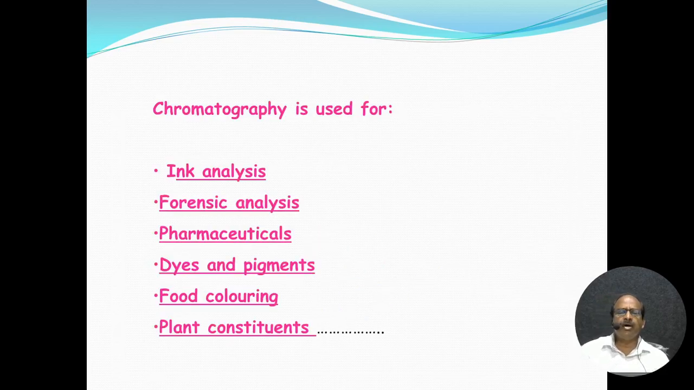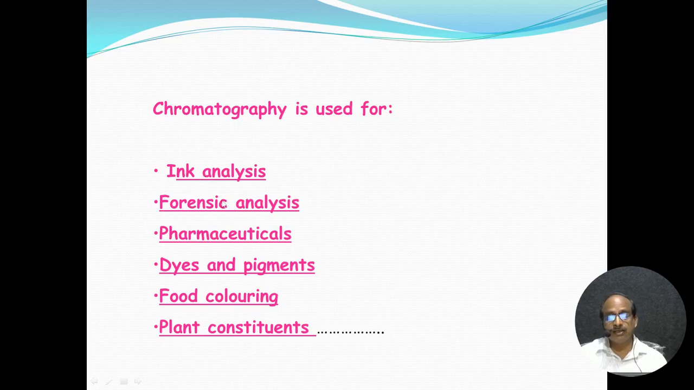What is the use of paper chromatography? It is used for ink analysis, forensic analysis, pharmaceuticals, dyes and pigments, and food coloring substances. For ink analysis, there are different inks, whether blue, red, black, whatever it may be. We have to separate them and find how much quantity is present in that particular analysis.